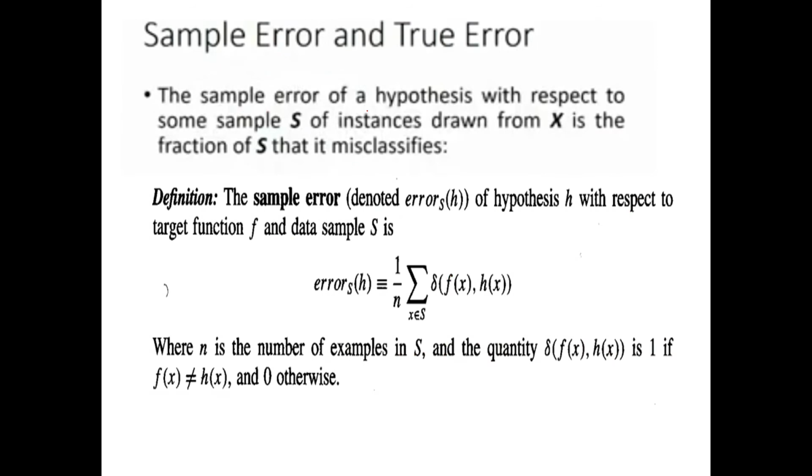Now the sample error of a hypothesis with respect to some sample S, where S is a sample of instances drawn from X, is the fraction of S that it misclassifies. So it is going to misclassify.